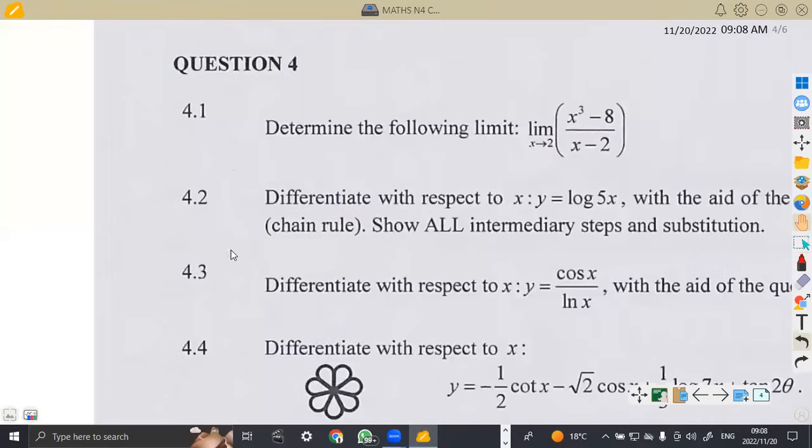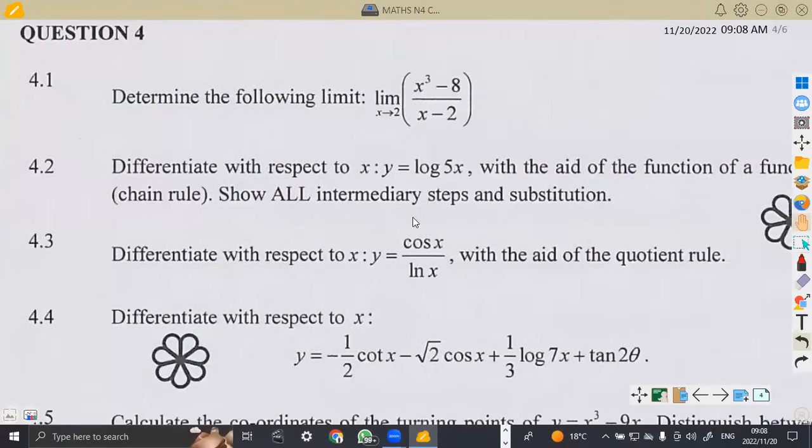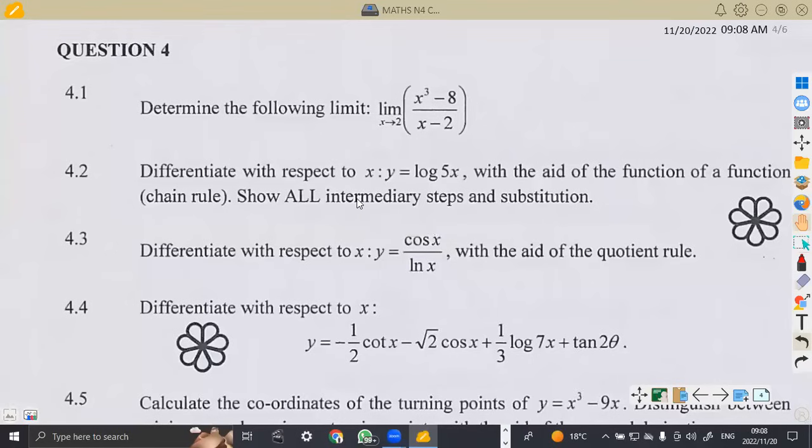Okay, 4.2. Differentiate with respect to x. y is equal to log 5x with the aid of a function. You are told the method to use, which is function of a function or chain rule. Show all intermediary steps and the substitutions that you do. Okay, so that was the question that we're given.